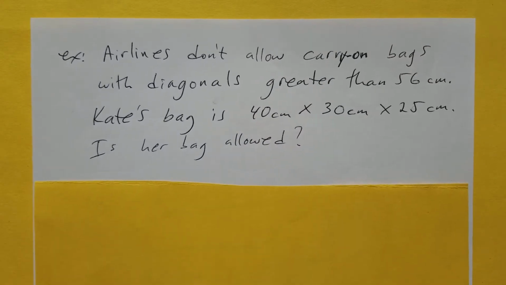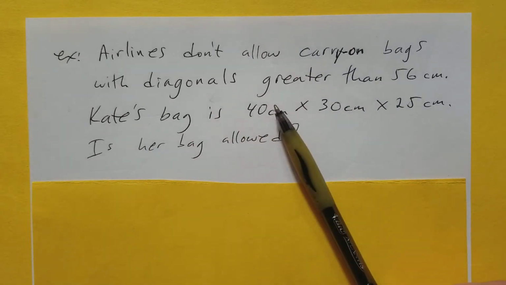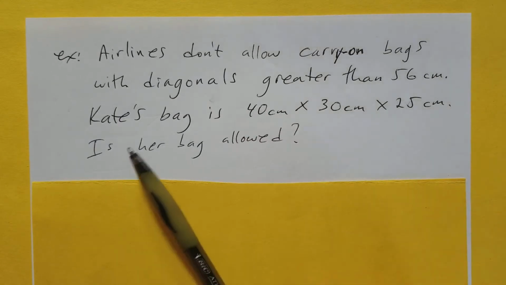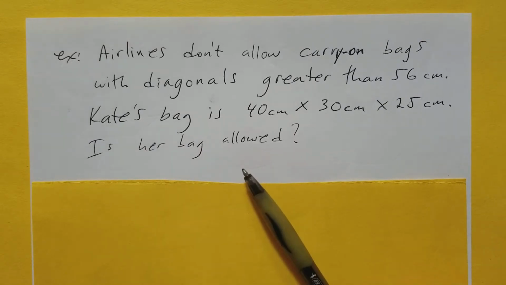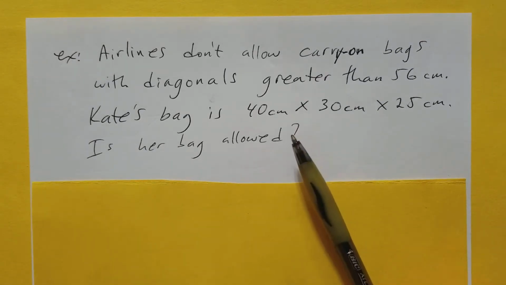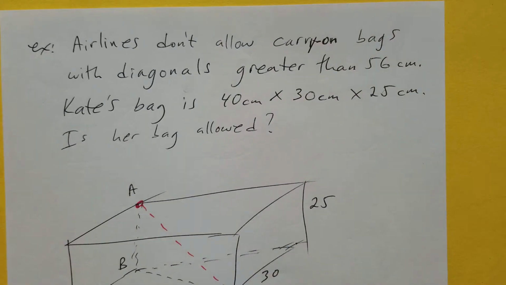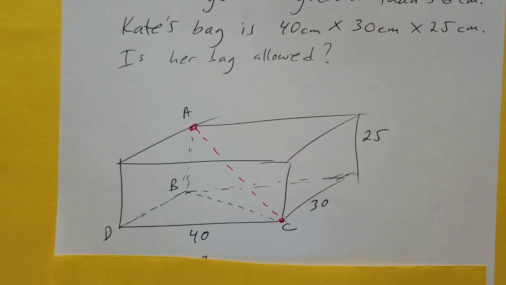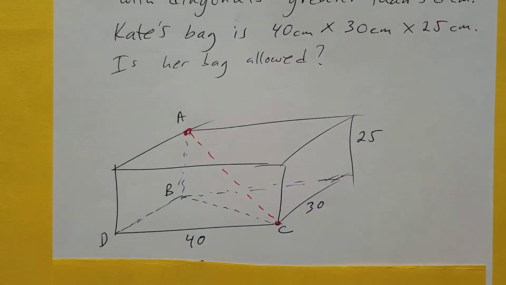Okay, here's the word problem. Airlines don't allow carry-on bags with diagonals greater than 56 centimeters. Kate's bag is 40 by 30 by 25. Is her bag allowed? So, the bag that we're talking about is a cylinder? No, it would be a prism, a box, right? So I put letters on the corners so when we talk about them I can just name them instead of pointing.